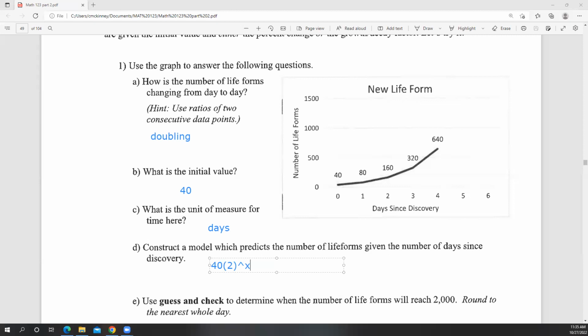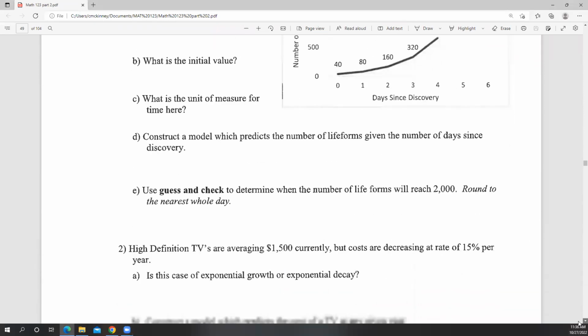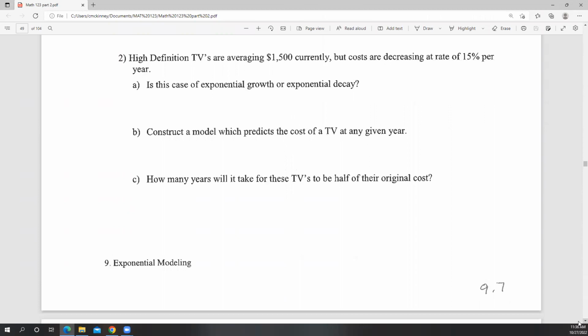Yeah, so at day 6, we are at 2,560, but that's the nearest whole day. So when it says use guess and check, you're just putting in different numbers. Obviously, don't try something smaller than 4 because those numbers are already here. So consider the numbers that you already have so that your guesses are good and you don't have to guess and check too many.